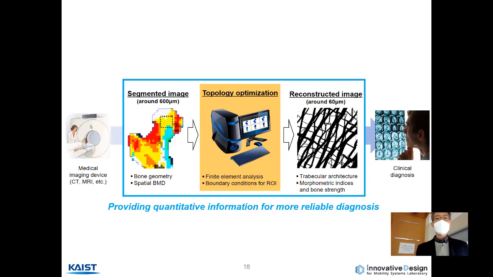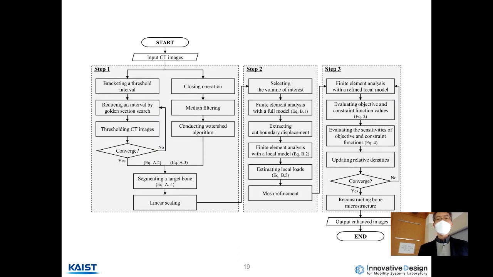So if we have a certain topology optimization-based scheme, then given a low resolution medical image, we can reconstruct very fine bone structures. Then using this bone structure, we can do something like finite element analysis to assess bone strength. Then using this quantitative information, we can provide a more reliable diagnosis. This is our goal. Then to approach this goal, we made this flowchart.